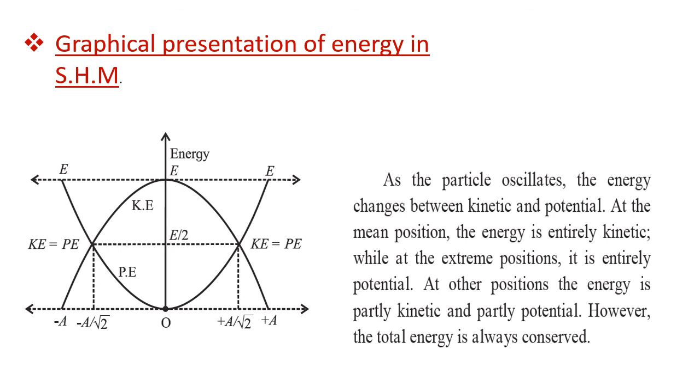So we can say that the total energy of the particle performing simple harmonic motion is always conserved, it remains constant, and that energy is given by the equation E is equal to 1/2 m omega square a square.